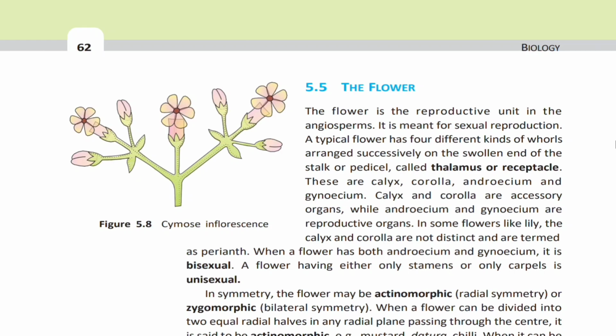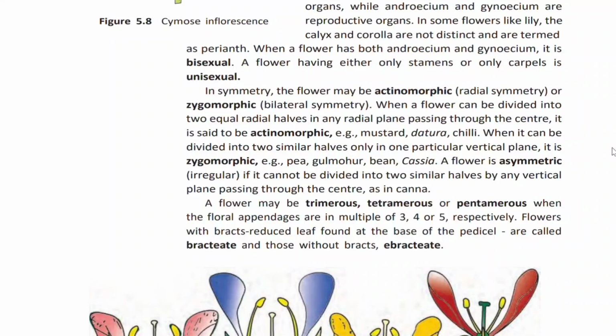When a flower has both androecium and gynoecium, it is bisexual. A flower having either only stamens or only carpels is unisexual. In symmetry, the flower may be actinomorphic, that is radial symmetry, or zygomorphic, that is bilateral symmetry. When a flower can be divided into two equal radial halves in any radial plane passing through the center, it is said to be actinomorphic. Examples are mustard, datura, chilli.